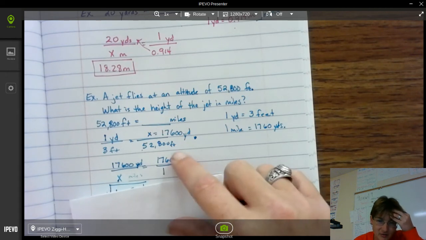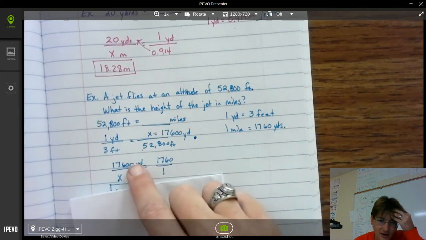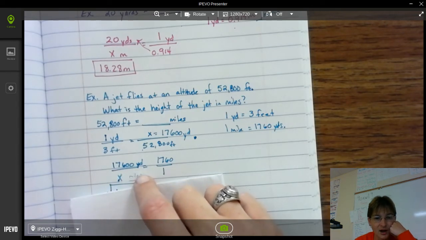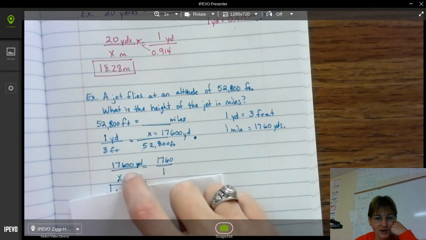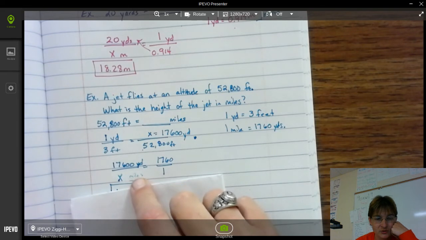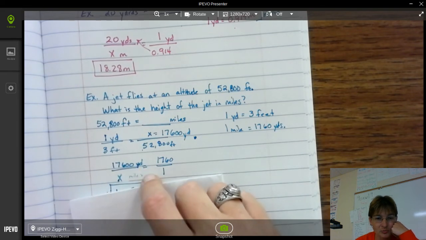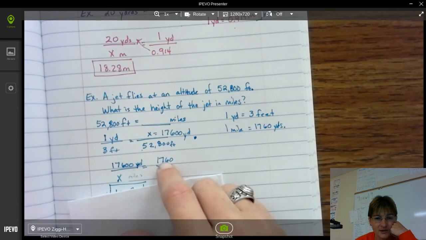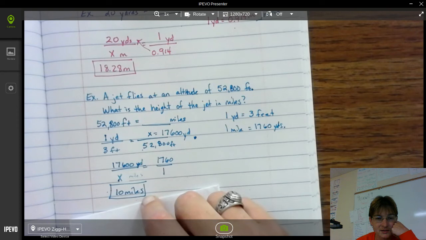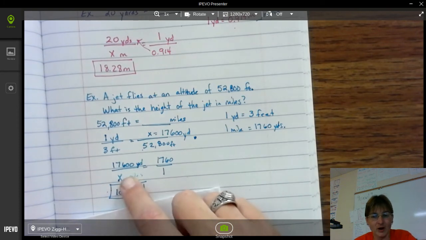I set that up as a ratio here. I already know that 17,600 yards is for the feet, but I need to know what that is for the miles. So when you cross multiply 17,600 yards times 1, then divide that by 1,760 yards, then you get 10 miles for X.